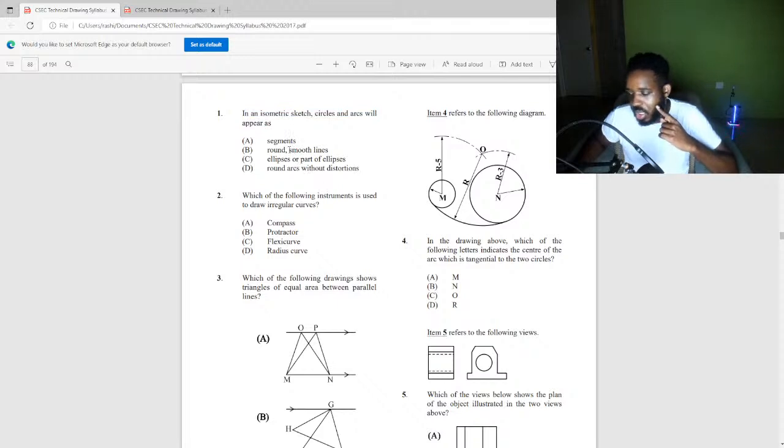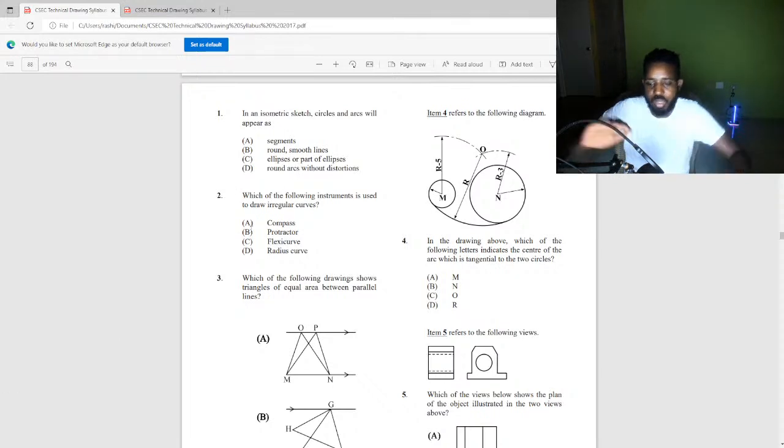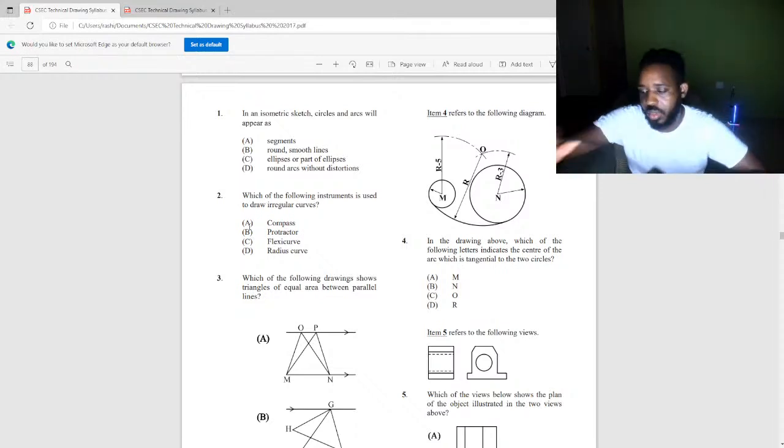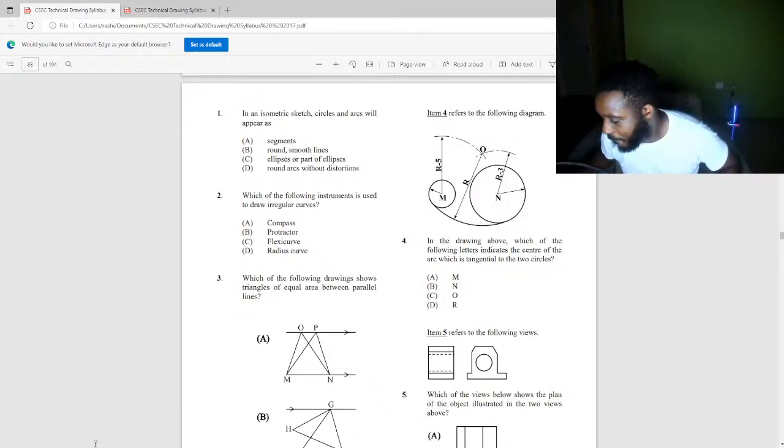Would it be segments, round smooth lines, ellipses or parts of an ellipse, or round arcs without distortions? Any idea what the answer for number 1 would be? Alright, the answer for number 1 would actually be option C.